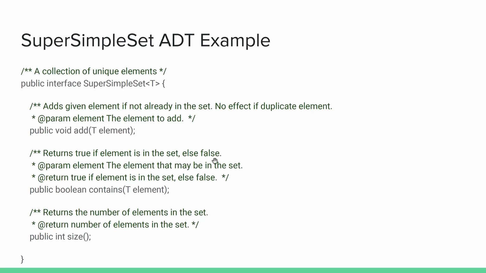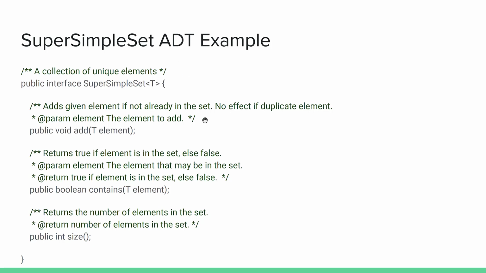Then each of the three methods that make up this abstract data type includes its own specific Javadoc that describes what to expect from that method. There is an add method that takes in a new element, and according to its description, it adds the given element if it's not already in the set, and it has no effect if it's a duplicate element.